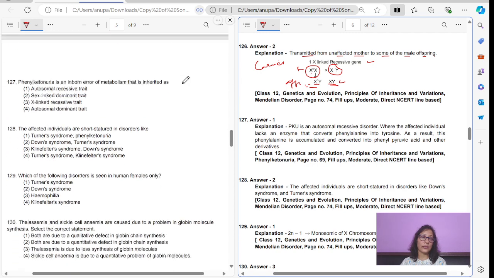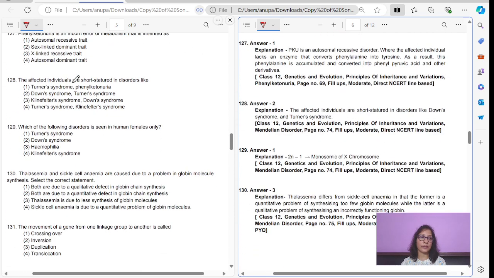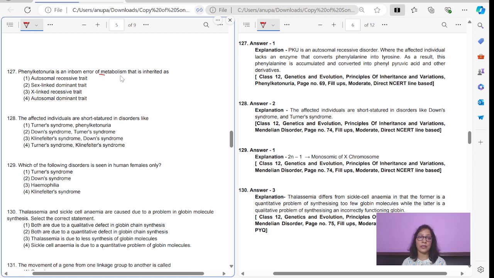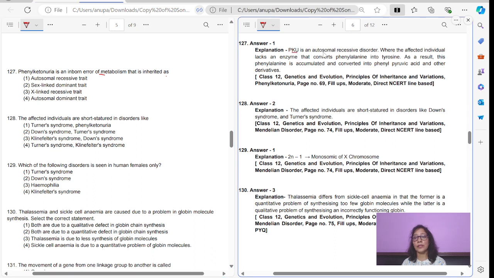Now let's move to the next question, that is question number 127. This question states that phenylketonuria is an inborn error of metabolism that is inherited as. We have to find out in what way this phenylketonuria disease is inherited. That is, it is an autosomal recessive trait, a sex-linked dominant trait, an X-linked recessive trait, or an autosomal dominant trait. So basically, phenylketonuria or PKU is an autosomal recessive disorder.